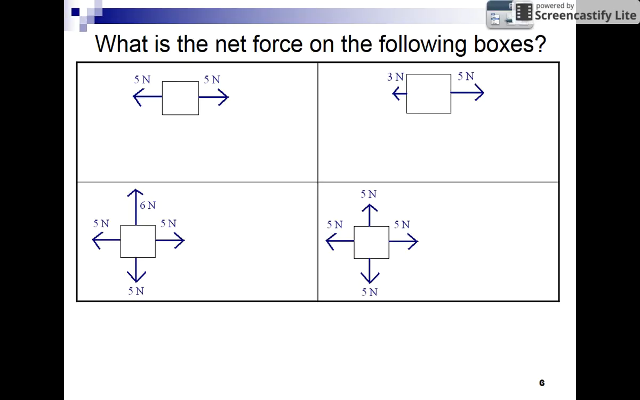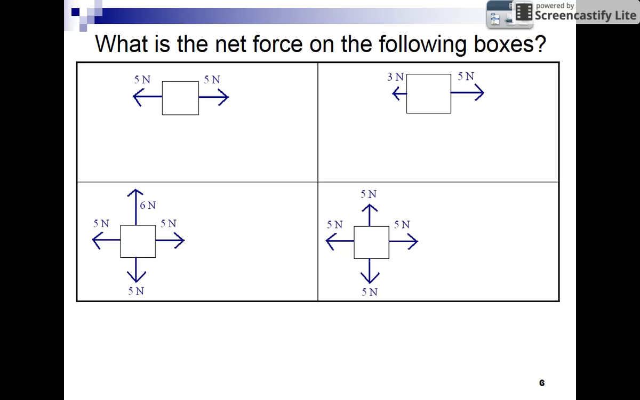All right, so here's some examples, some boxes that we can look at. When you look at this, I tell you guys to think about like maybe possibly like tug of war, and that usually will help you to figure out the final answer on these. So the net force of the object on the top box there, you notice that it's going 5 newtons to the left and 5 newtons to the right.